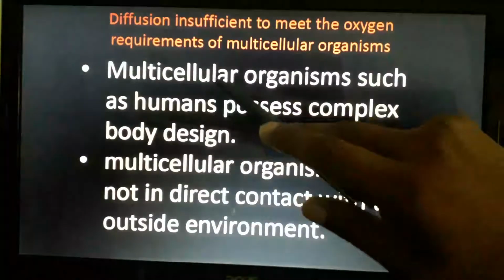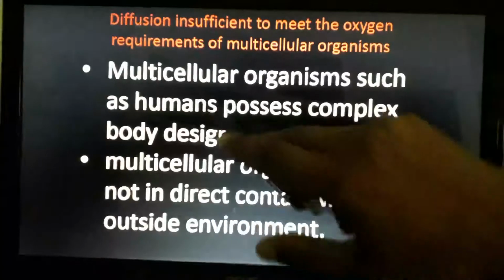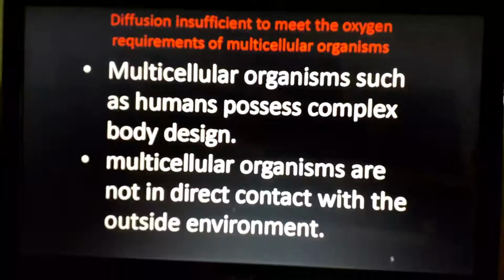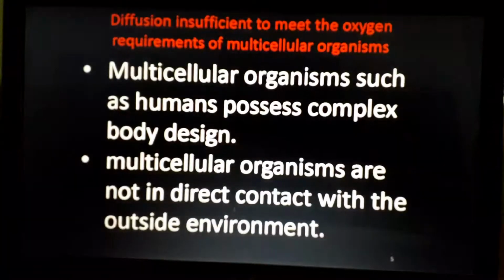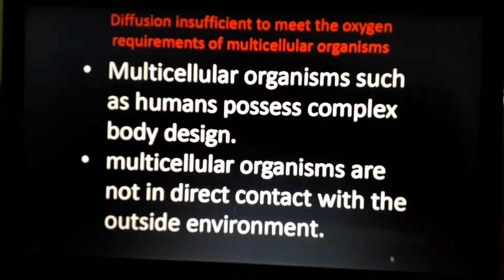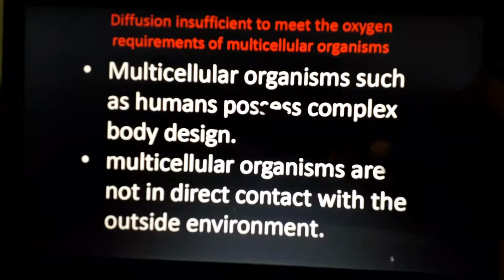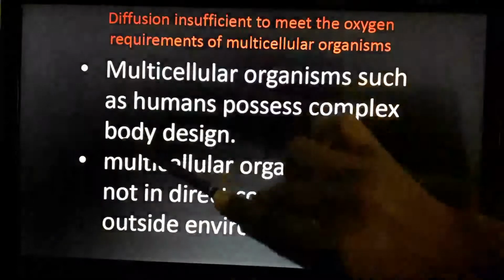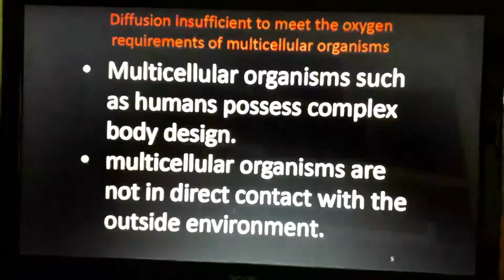Multicellular means the organism has two or more cells. In the case of humans, there are billions and trillions of cells in our body. So multicellular organisms such as human beings possess a complex body design. We have a complex body design, isn't it?